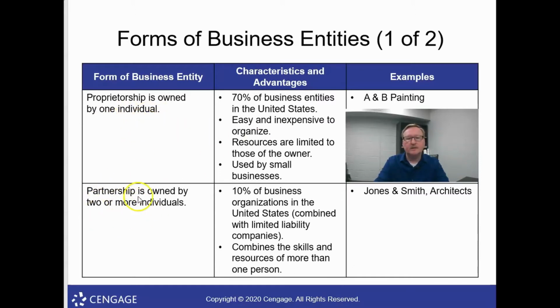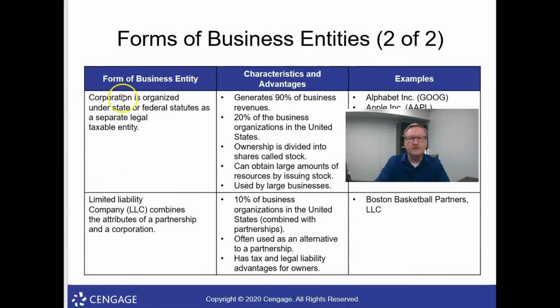A partnership, now this is where two or more individuals, it's very much like a proprietorship, except maybe you're a partner with somebody. And again, it says 10% of businesses fall into this category, although it says combined with limited liability company, which is one of the other entities. Now, again, you can read more in depth about these, but these are two, and then we got two more that they talk about.